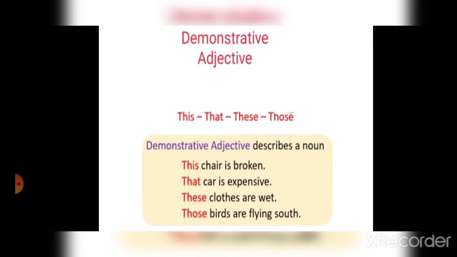Demonstrative adjective. Demonstrative adjectives describe a noun and also point out nouns. There are 4 demonstrative adjectives, which are this, that, these, those. Their examples: this chair is broken, that car is expensive, these clothes are wet, those birds are flying south.